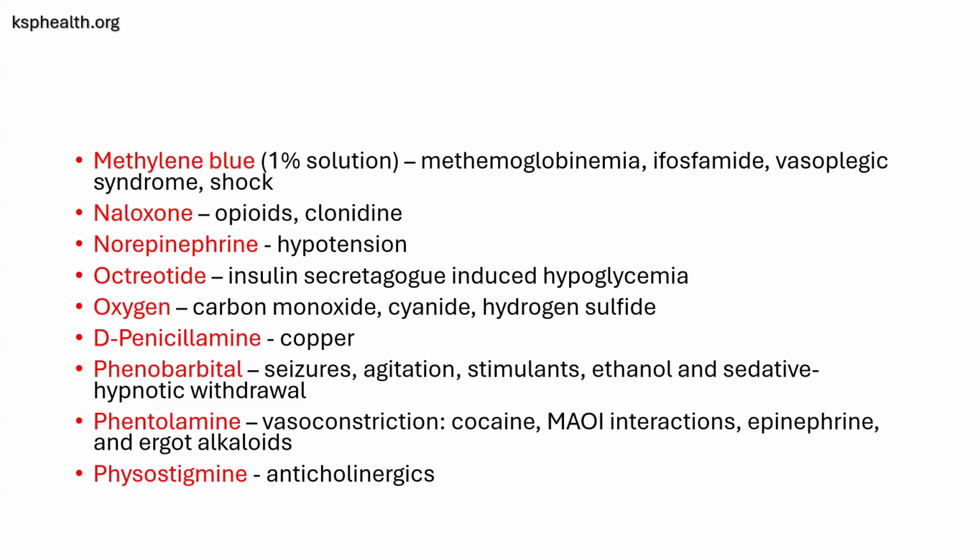Norepinephrine for hypotension, octreotide for sulfonylurea-induced hypoglycemia, oxygen for carbon monoxide, cyanide, and hydrogen sulfide, penicillamine for copper. Phenobarbital is used for controlling seizures, agitation, stimulant toxicity, ethanol, and sedative-hypnotic withdrawal. In fact, phenobarb is mostly used for withdrawal symptoms, most commonly in neonates.